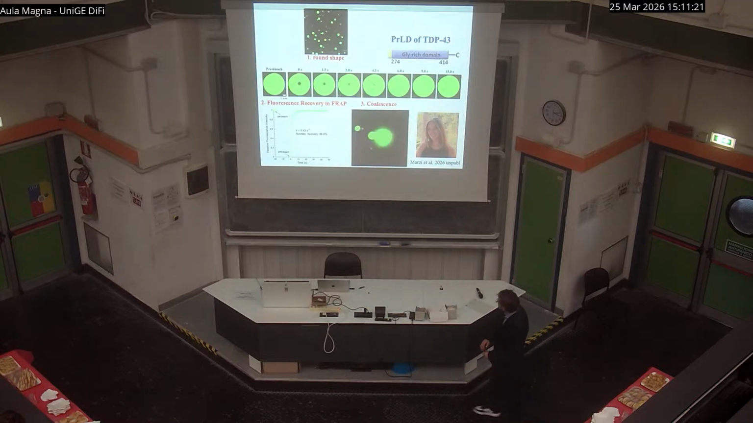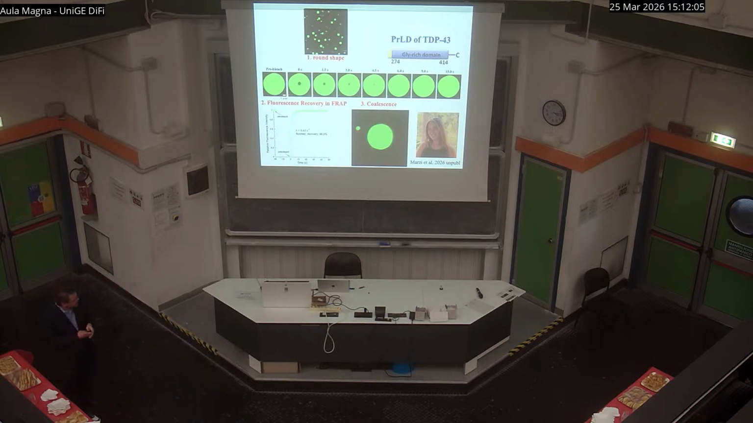And the third piece of evidence is coalescence. Because if the droplets are liquid, they should be able to fuse, to coalesce. And this is a movie where you can see two droplets come together and they fuse into a larger one. Maybe the final one is even too big, but this is because with confocal microscopy, you never know where the plane is, so a droplet can be small, but it's bigger than it appears because of the plane where you observe it.